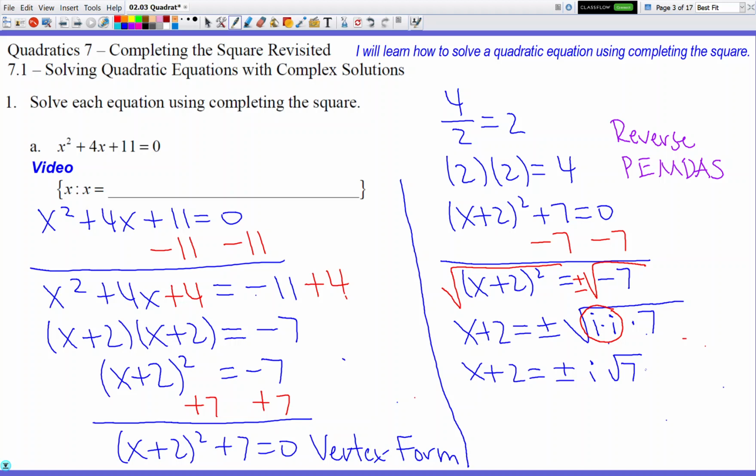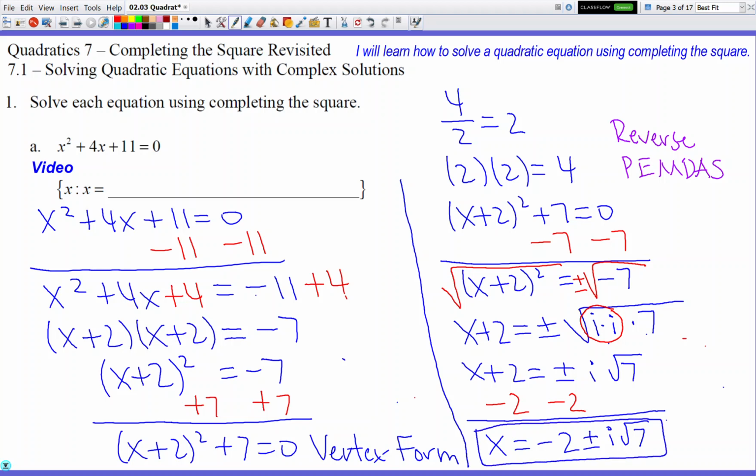Okay, and our very last step is to get rid of the positive 2. So we're going to subtract 2 on both sides. Remember, my answer is going to be a complex number. So the rule for complex numbers is real numbers in the front, so that's my negative 2, imaginary numbers in the back, so that's my i root 7. Okay, so make sure you write it in the correct order. So my final answer is right here. Okay, all right, next problem.